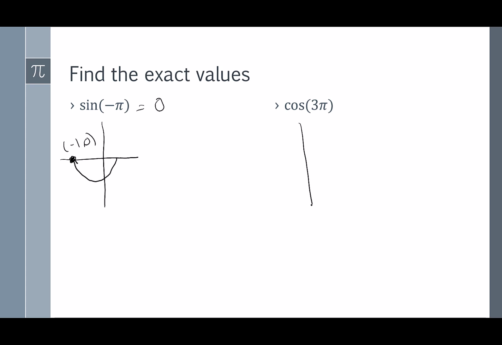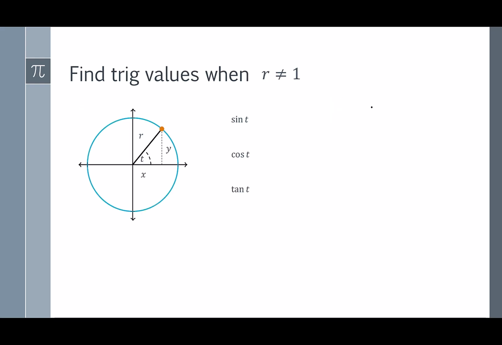Cosine of 3 pi, I also draw the xy coordinate system. One full circle would be 2 pi. I go one more half circle around, which takes me to 3 pi. I'm again at the point (-1, 0), but this time I'm looking at the x-coordinate, which says cosine of 3 pi is -1.